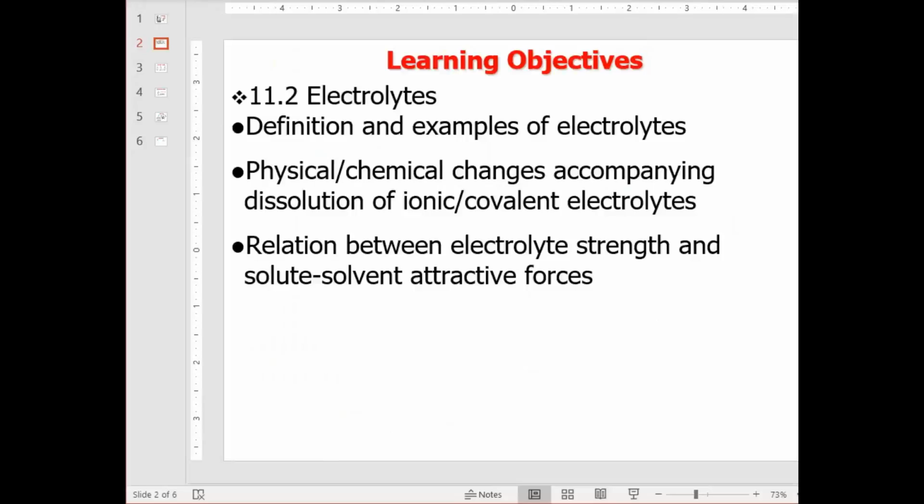First, we'll give the definition and a few examples of electrolytes. Second, we'll discuss the physical and chemical changes during the dissolution of ionic and covalent electrolytes. Third, we'll discuss one important factor that can affect the electrolyte strength. The electrolyte strength can determine the capability of an electrolyte to conduct electricity when dissolved in water. And the important factor is the solute and solvent attractive forces.